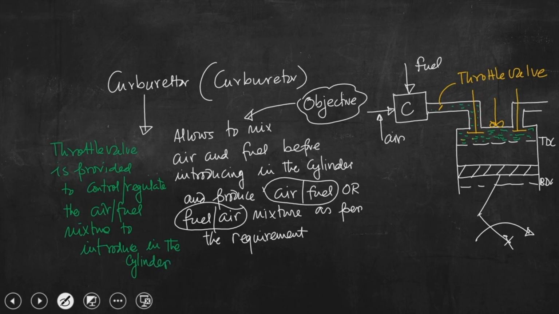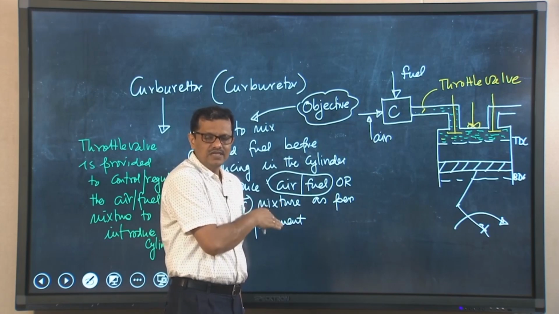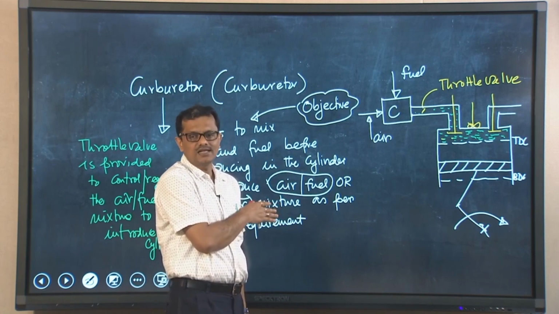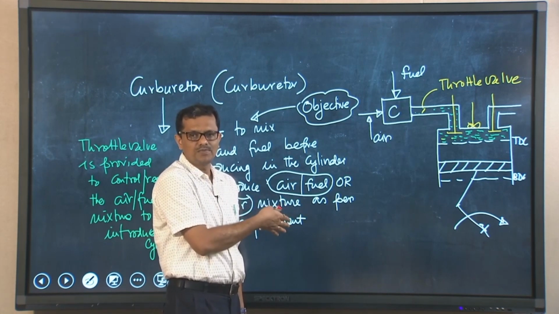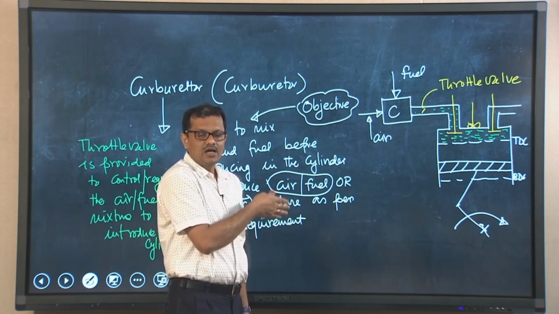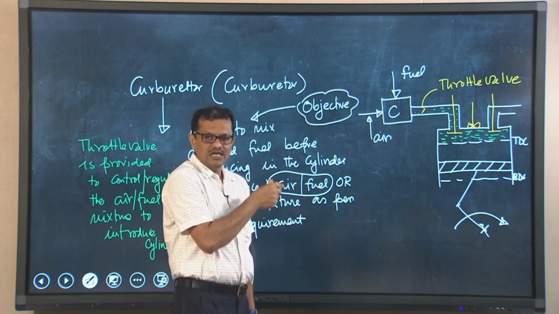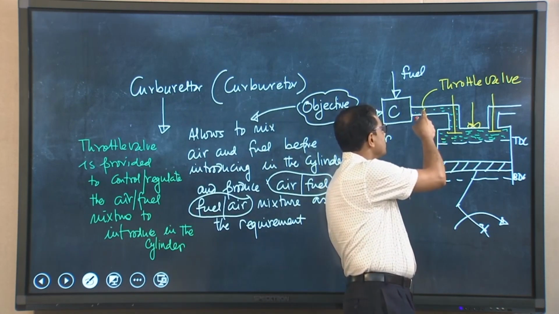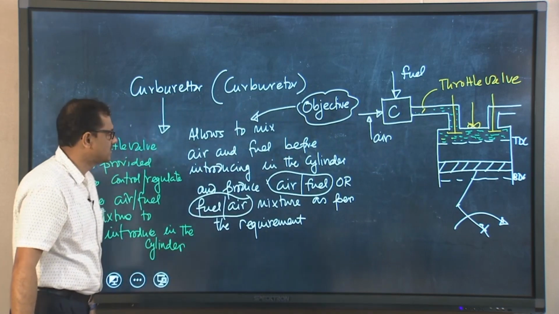So, carburetor will provide homogeneous mixture of fuel air or air fuel mixture, but what would be the ratio of fuel and air, that would be decided based on the engine load or power, while how much homogeneous charge or air fuel mixture will go into the cylinder, that will be controlled by this throttle valve. So, that is why this valve is there.